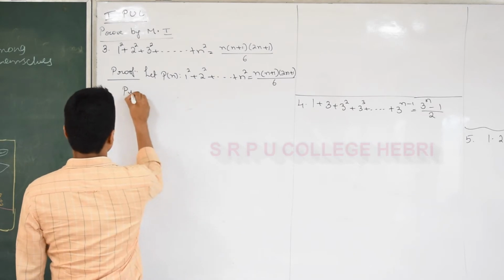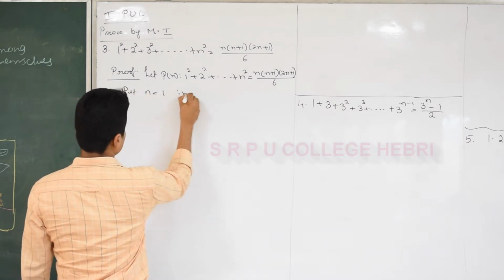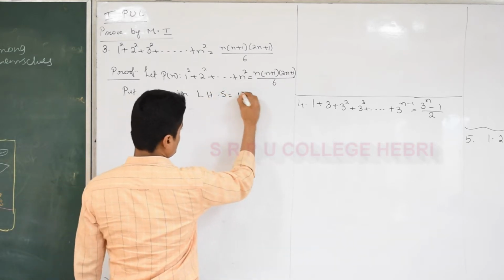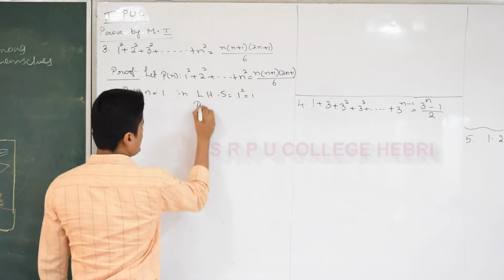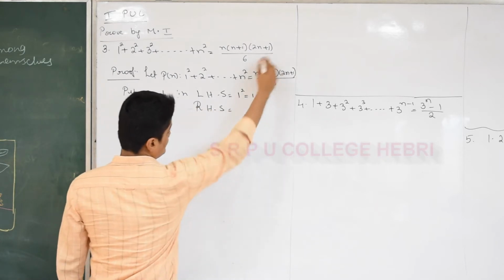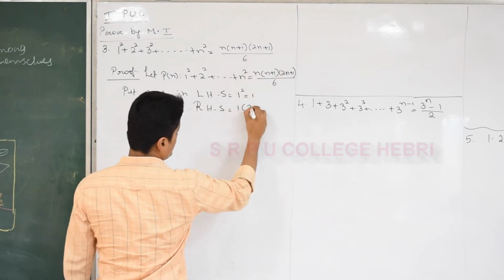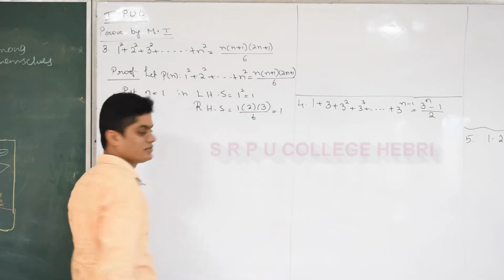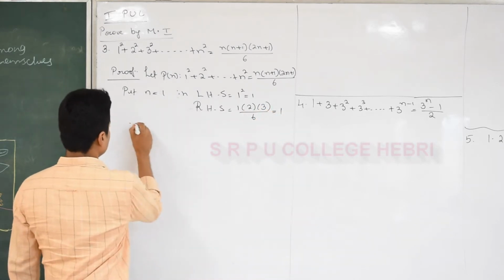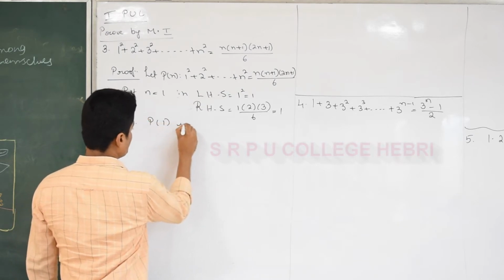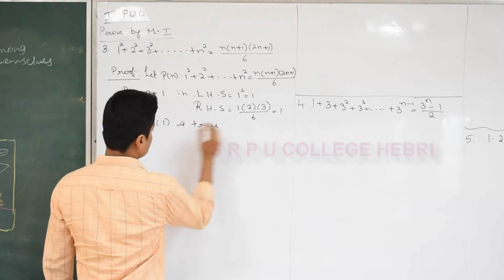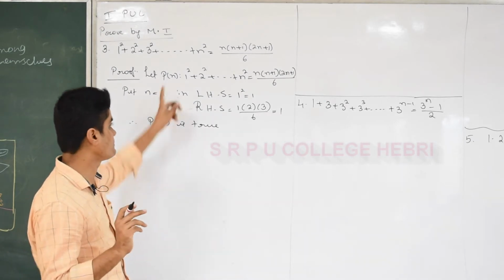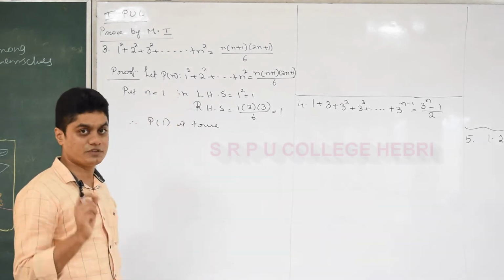So put n is equal to 1 in both LHS and RHS. What is LHS? 1 square, which is equal to 1. What is RHS? RHS is 1 into 2 into 3 divided by 6. Check. Yes, it is also equal to 1. So what is the conclusion? P of 1 is true, because both LHS and RHS are equal to 1. This is the first step: take the given statement and verify the result for n is equal to 1.